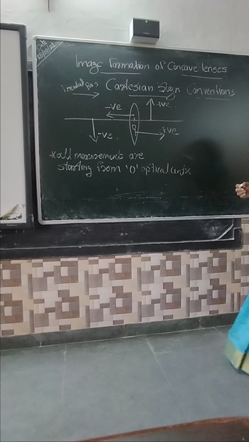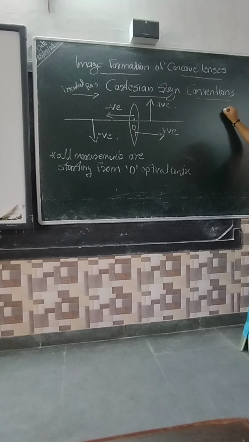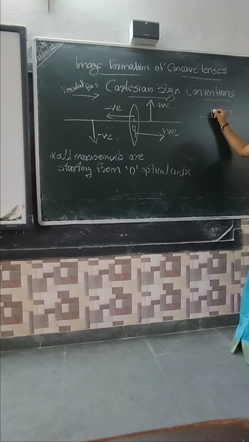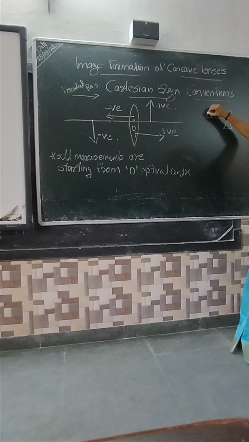Listen here everyone. Girls first. Consider a concave lens. Okay. Optical center, principal axis. My object is here. Height of the object is 1 centimeter. I am taking the measurement of this object. Is it positive or negative? Boys, please keep quiet. Girls, give the answer.